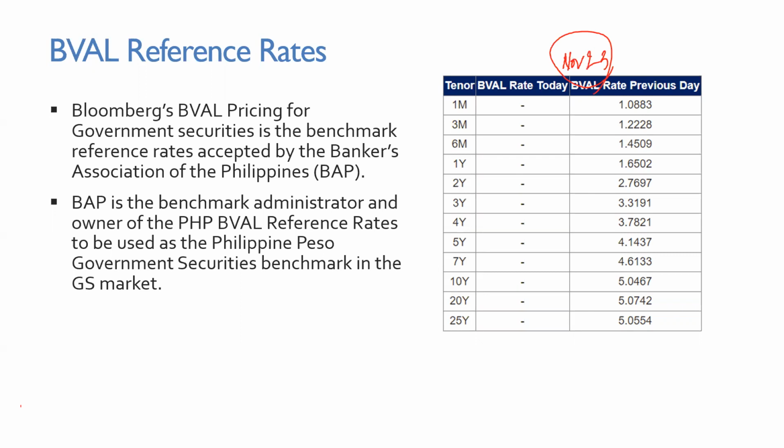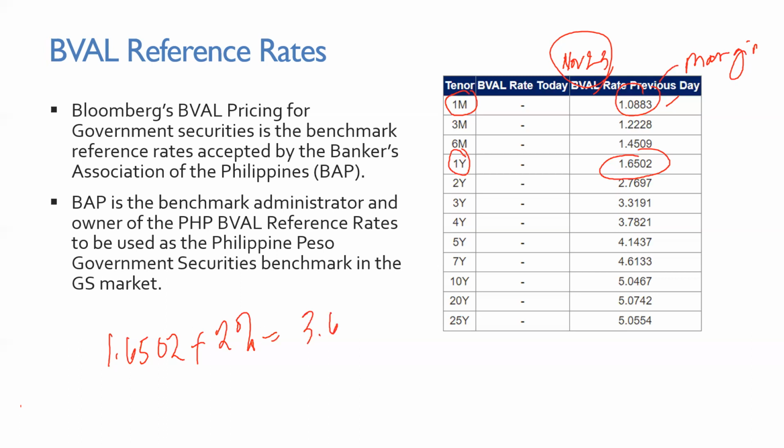So if the tenor of your loan is 1 month, meaning the duration of the loan is just 1 month, the reference rate is 1.0883%. Now, this is the reference rate, and you will still add the margin to that. That's the 2% I added earlier in the example. So for example, the loan is for 1 year. The reference rate is 1.6502%. So 1.6502 plus the margin from earlier, the interest rate is 3.6502%. So that will be the applicable interest rate for my loan.